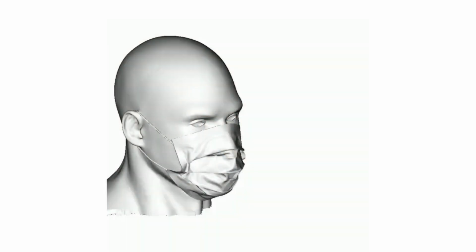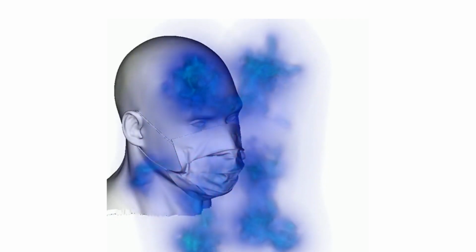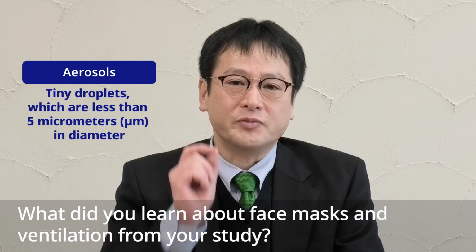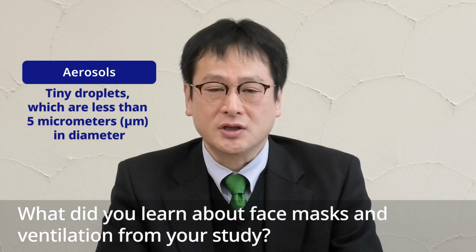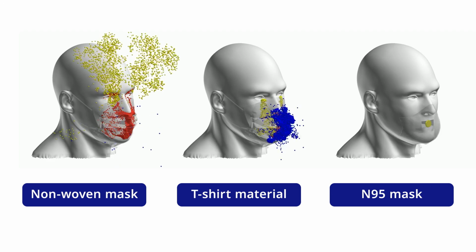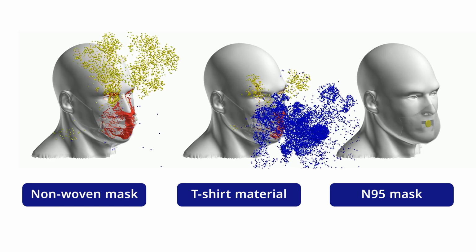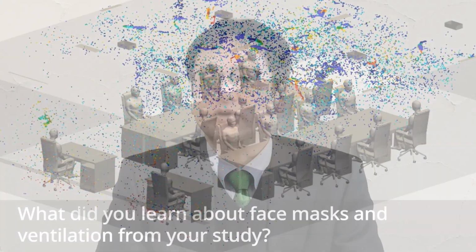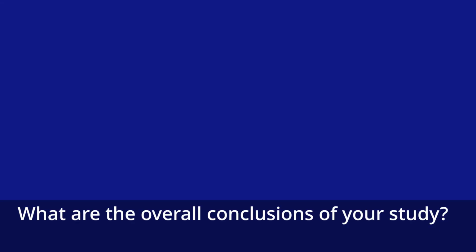What we found about the face mask is that it is never perfect. When you wear a face mask, about 30% of aerosols leak from the gap between your face and the mask. So the important thing is that we always consider two countermeasures. One is a face mask to block the larger droplets. And the second one is ventilation in the room, which is important to reduce the infection risk from aerosols.